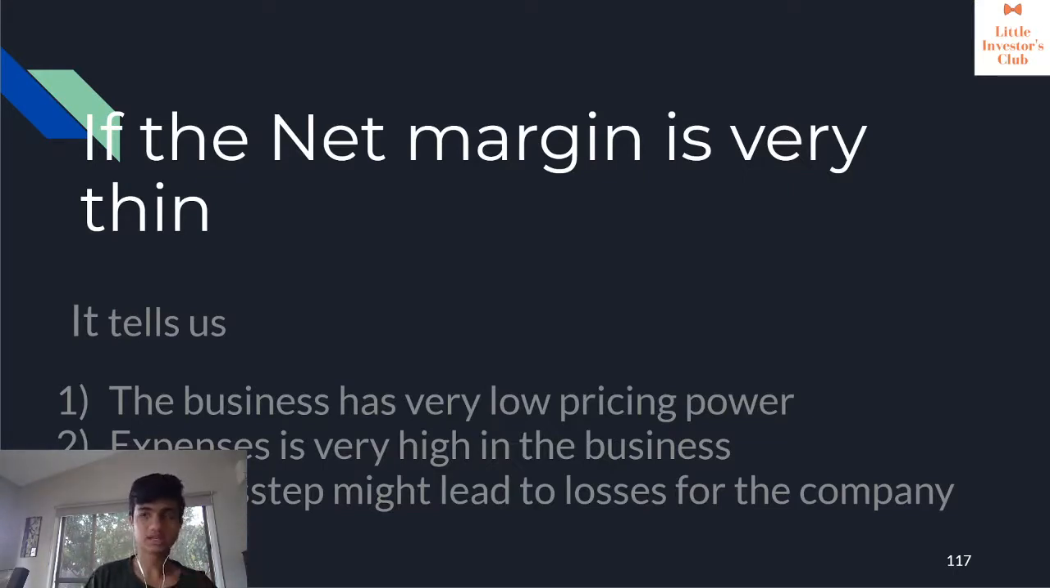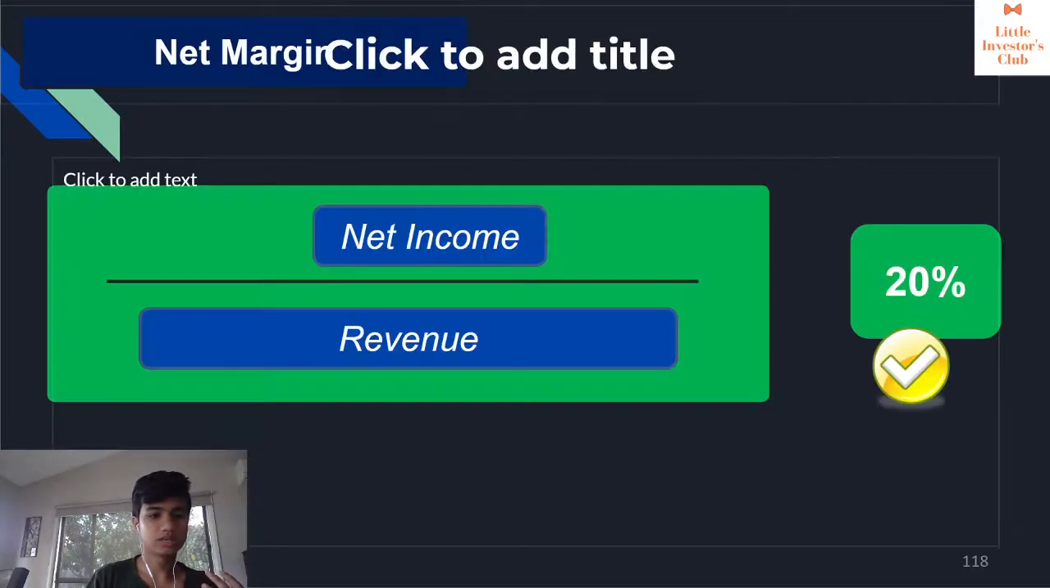And one misstep or one fallback or any sudden rise of a competitor might lead to very big losses for the industry because they're spending so much to maintain their profits. So a net margin that would be considered very good would be a net margin of 20% or over, and a pretty solid net margin would be over 10% as well.